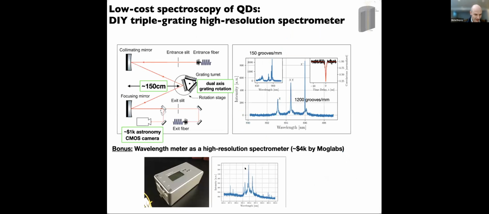All right, so we built a high resolution spectrometer, and the interesting hack there is that we upcycled a small spectrometer that I bought from eBay into this high resolution system. And we also discovered that if you use an astronomy camera, because of its sensitivity, it works pretty well as a high sensitivity camera for quantum optics experiments. And as a side note, you can also use the wavelength meter that MOGLabs makes to characterize extended cavity diode lasers as a pretty good resolution spectrometer.